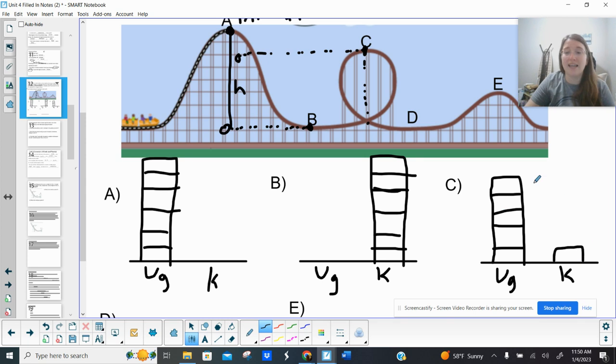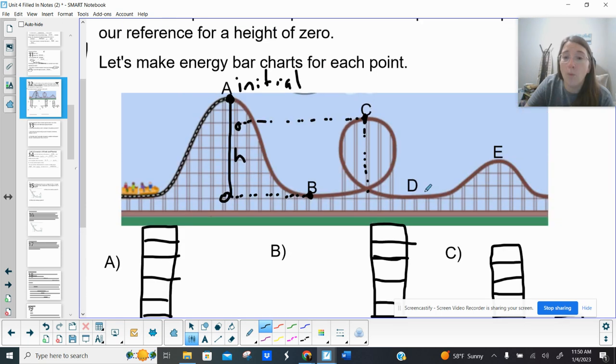That's because this is a closed system. My energy is being converted. It is not being destroyed, it is not being created. If I only had 6 to work with, I have to have 6 total at any point. So with that in mind, I want you to do the bar charts for D and E.